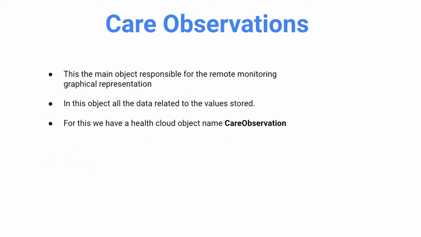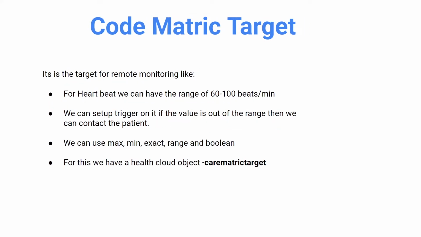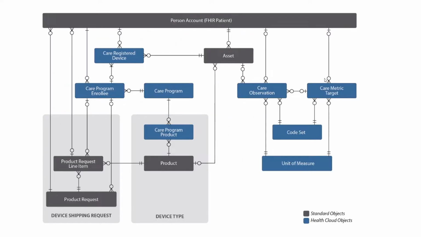Next is care observation. It is the main object responsible for remote monitoring and graphical representation. If we want to use the remote monitoring graphical representation, we need this object, and only by this object can we do the graphical representation. For this we have the Health Cloud object care observation, as I already mentioned in the data model.